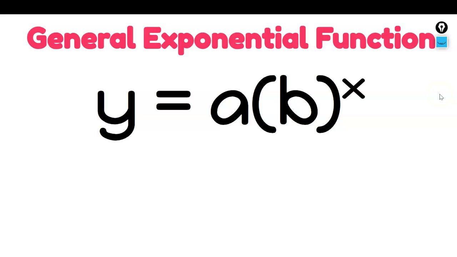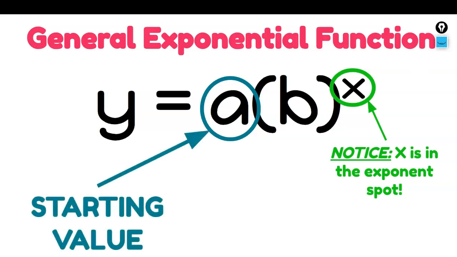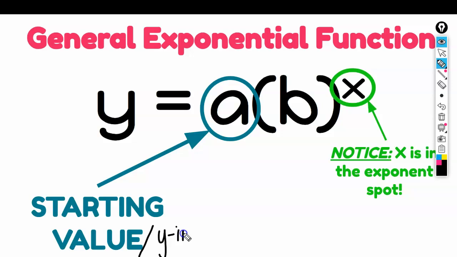In general, we have this exponential function. So this is where we're seeing those basic growth and decay functions. We haven't quite gotten into transformations yet. So an exponential function is called an exponential function because x is in the exponent spot. It's in the name. A is our starting value, and so I'm going to put a label on this. It is also the y-intercept of this basic function.